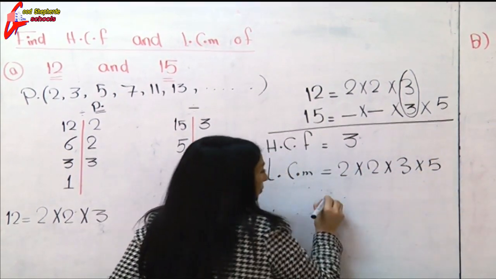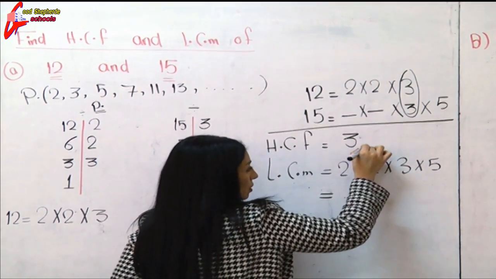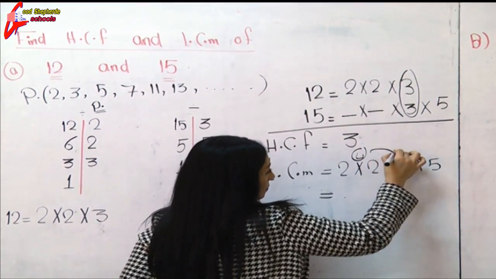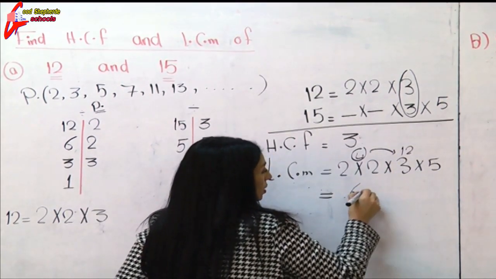And multiply between them to get the LCM. 2 times 2, 4. 4 times 3, 12. 12 times 5 equals 60.